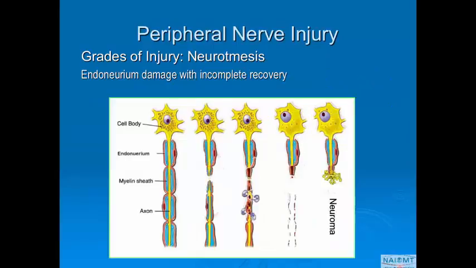The most serious peripheral nerve injury is neurotmesis, where the endoneurium is damaged, in this case transected. In these cases, recovery is incomplete. Wallerian degeneration occurs, but since the endoneurium is not intact, there's nothing to guide the regeneration of the nerve, and often a neuroma will form and the target organ or muscle is never reached.